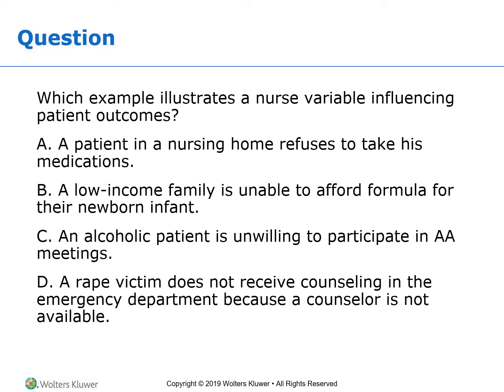Which example illustrates a nurse variable influencing the patient outcome? A, a patient in a nursing home refuses to take his medications. B, a low-income family is unable to afford formula for their newborn infant. C, an alcoholic patient is willing to accept AA meetings. Or D, a rape victim does not receive counseling in the emergency department because a counselor is not available. So which one of these illustrates a nurse variable influencing patient outcomes?